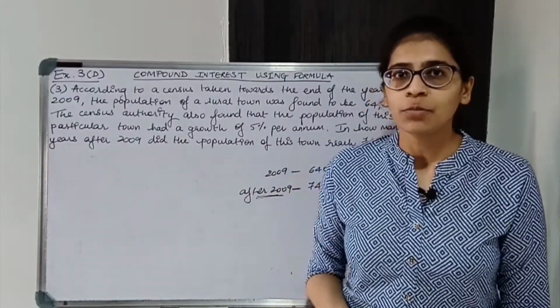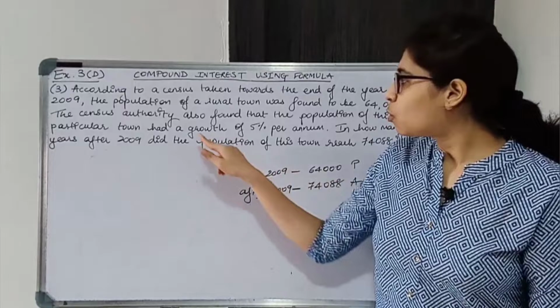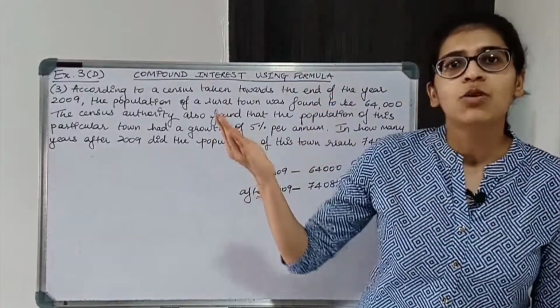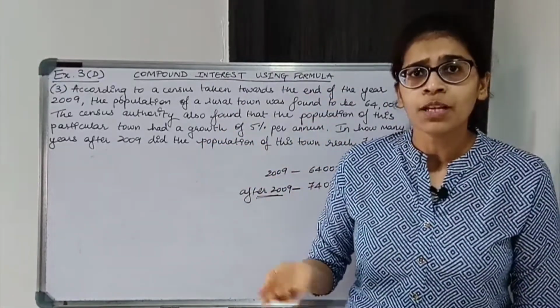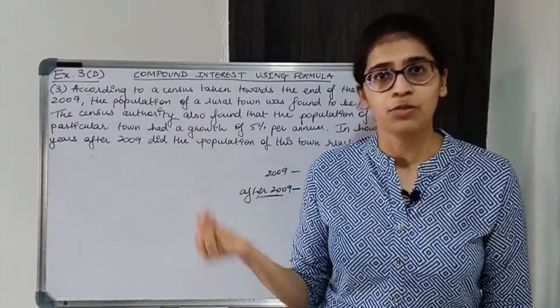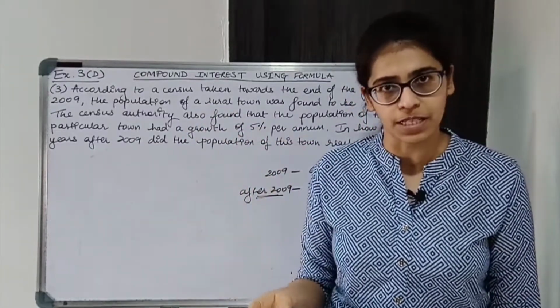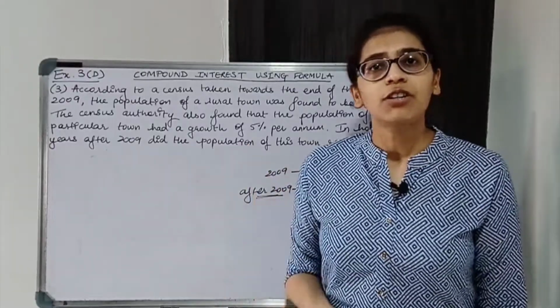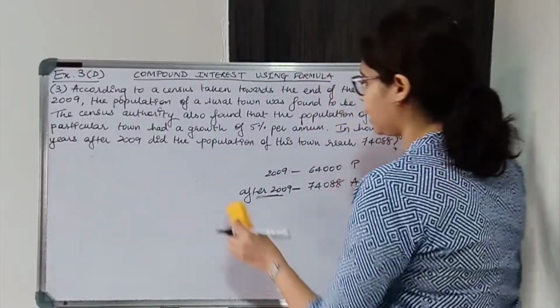Okay, so using the formula. Now since growth is taking place, that is, there is an increase, you will use the normal formula. Amount is equal to principal into 1 plus R upon 100 raised to N. You don't need to subtract, you will add the rate percent. Okay, so let us write down all the given information and start solving.